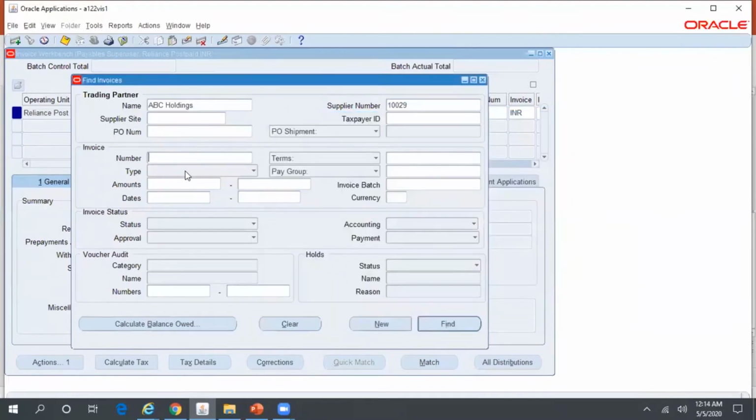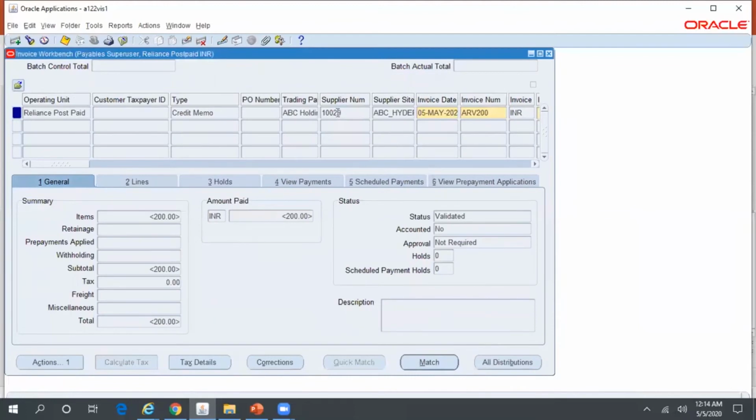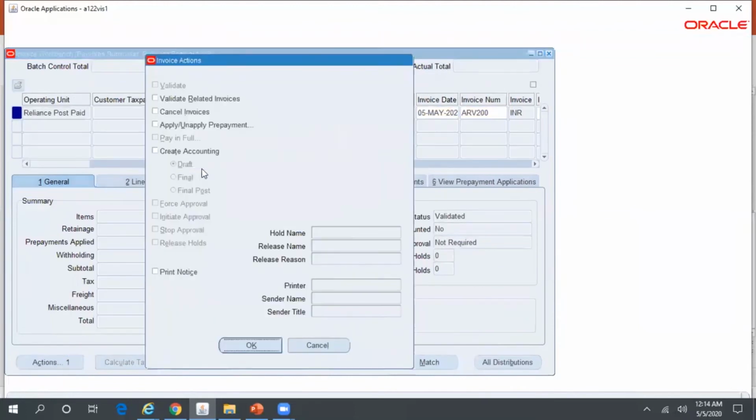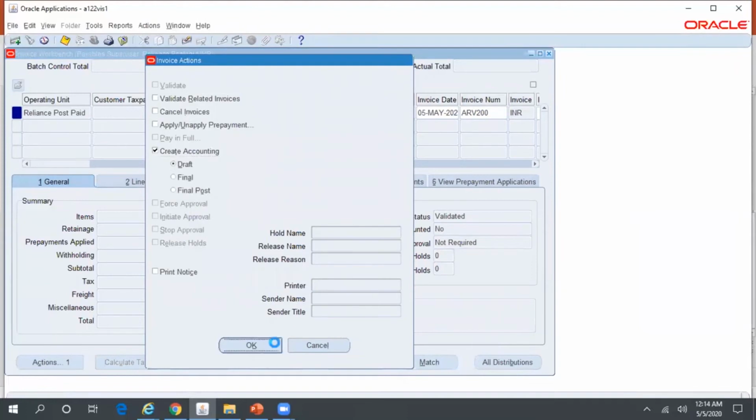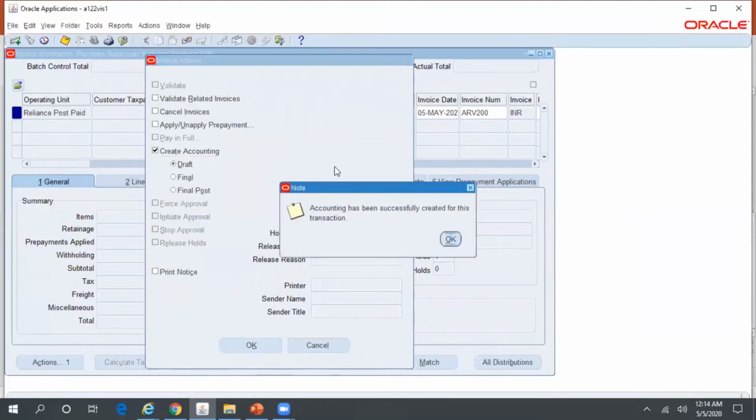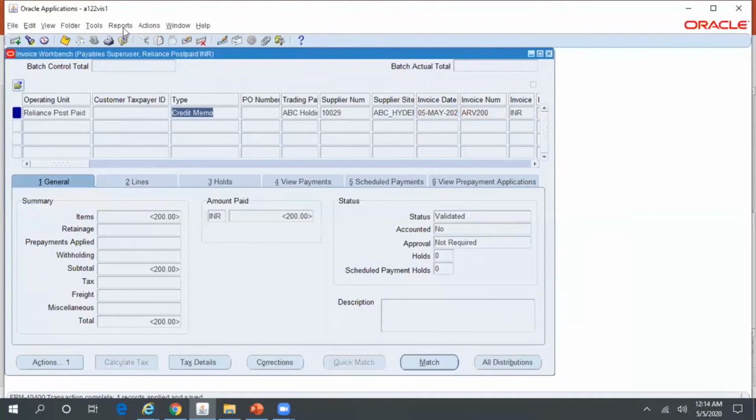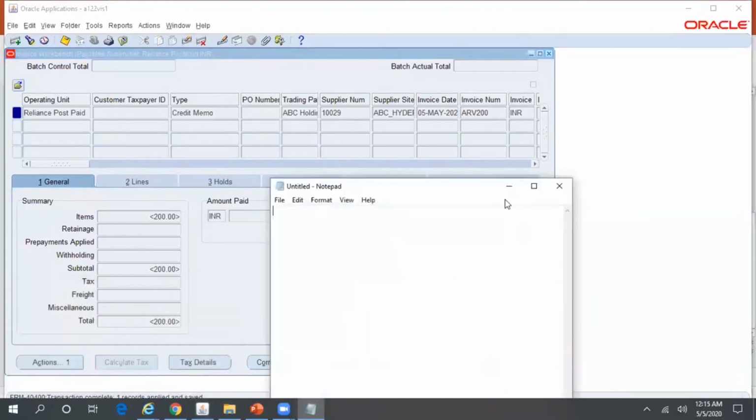What is my invoice number? I think... I don't remember. So, by date. Okay, so let me first run the create accounting of the credit memo. Okay, now let me open an Excel sheet or maybe notepad.